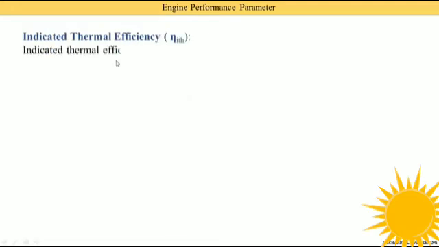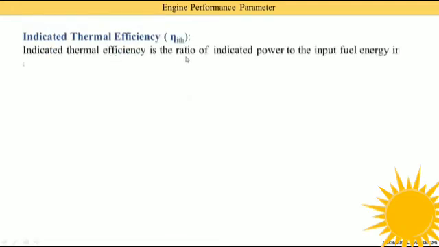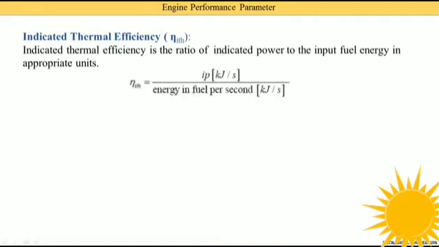Next definition is of indicated thermal efficiency. It is the ratio of indicated power to the input fuel energy in appropriate units. Means the energy supplied by fuel and the indicated power, that is the energy available for the piston for moving. It is equal to indicated power divided by energy in the fuel per second in kilojoule per second. The energy in the fuel will depend on the calorific value of the fuel.